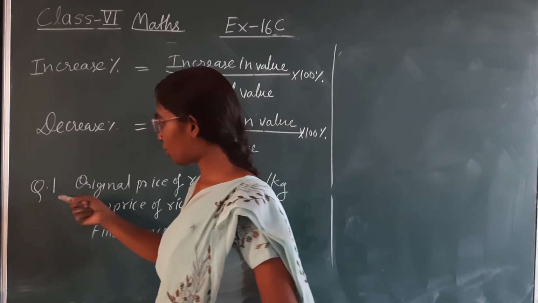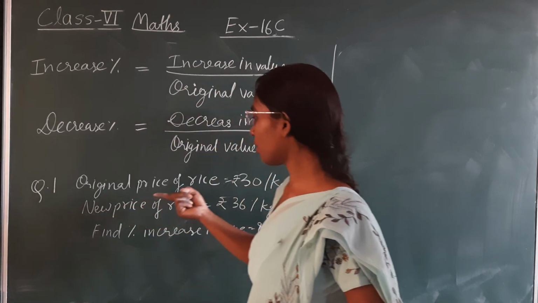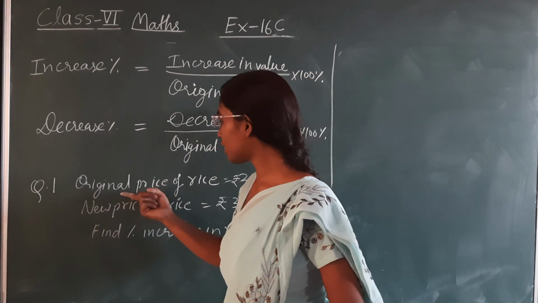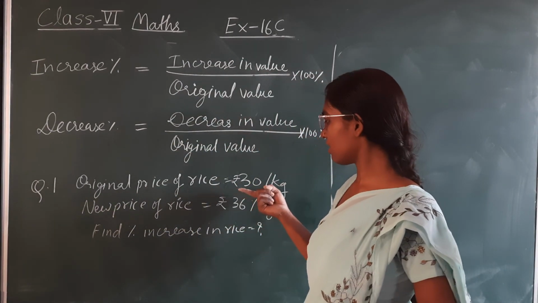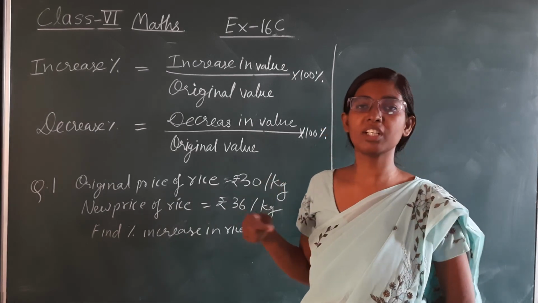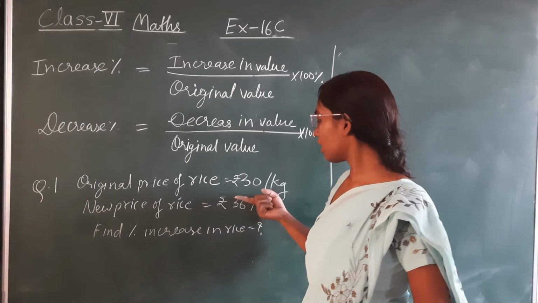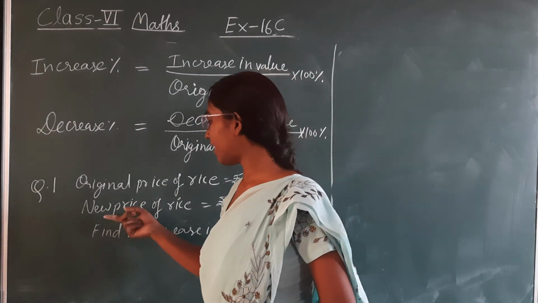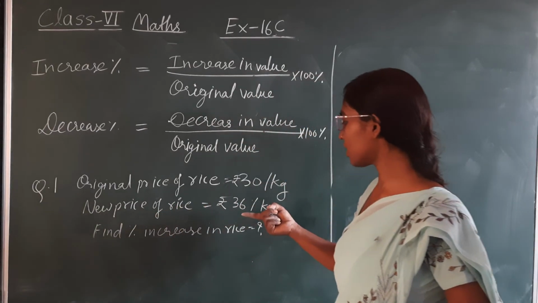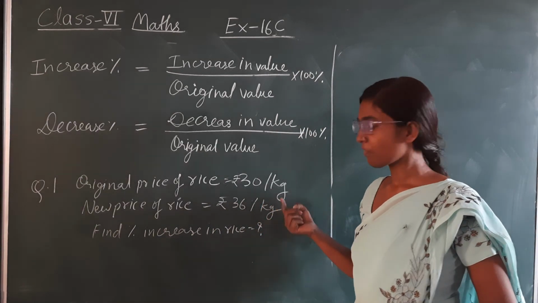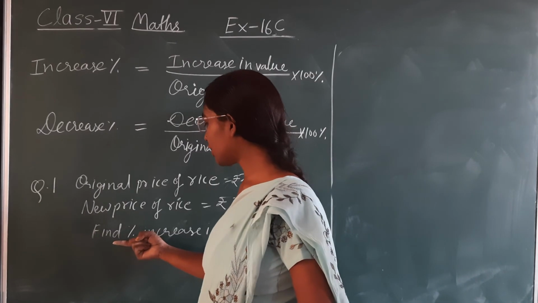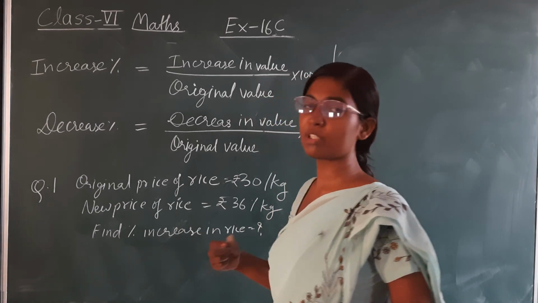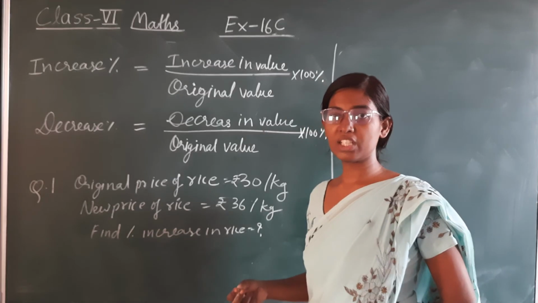Now come to question number 1. Question number 1 is saying that the original price of rice is 30 rupees per kg. In the beginning the price of the rice was 30 rupees per kg. After some time the price changed and the new price of rice becomes 36 rupees per kg. Now we have to find the percentage increase. How much percent did the price of the rice increase?